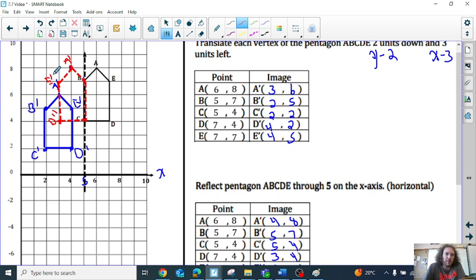I will use double primes again to indicate that these are not the same shapes as the one before. Okay, so that is it for transformations, and I will see you in the next one.